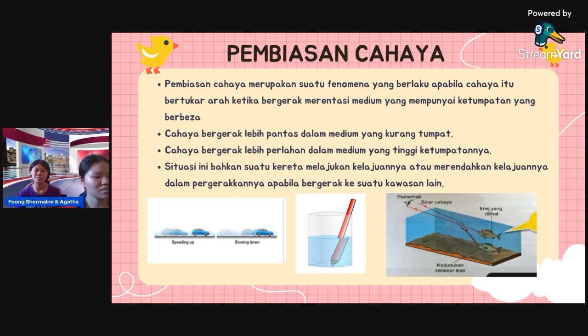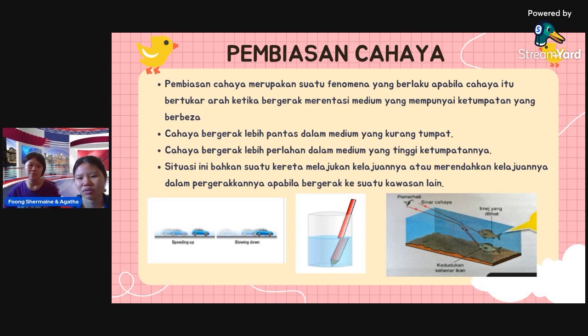Okay, so the answer to the simulation question just now is that this situation happened because of light refraction. Light refraction is a phenomenon that happens whenever light changes direction when it moves through different mediums that have different densities. So light moves faster in a less dense medium and light moves slower in a medium with high density.